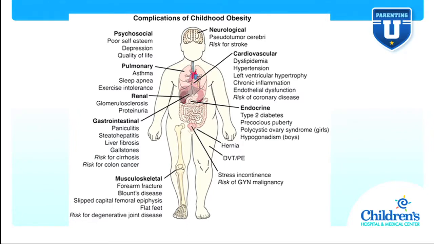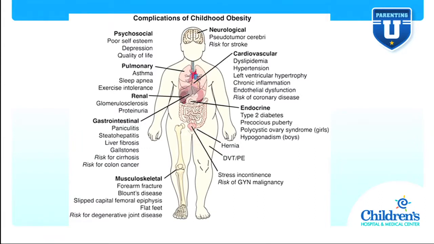We have a lot of kids that are pre-diabetic. We have kids that are already diabetic. We have kids that have asthma issues, sleep apnea problems, a lot of gastroesophageal reflux, chronic heartburn and everything.